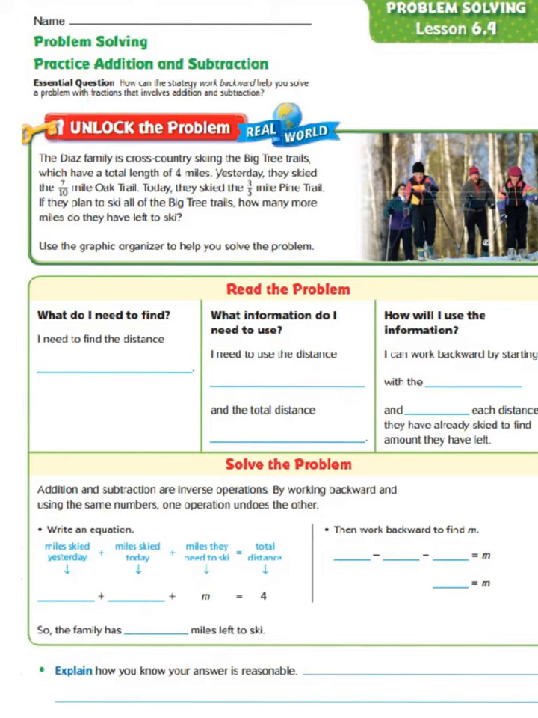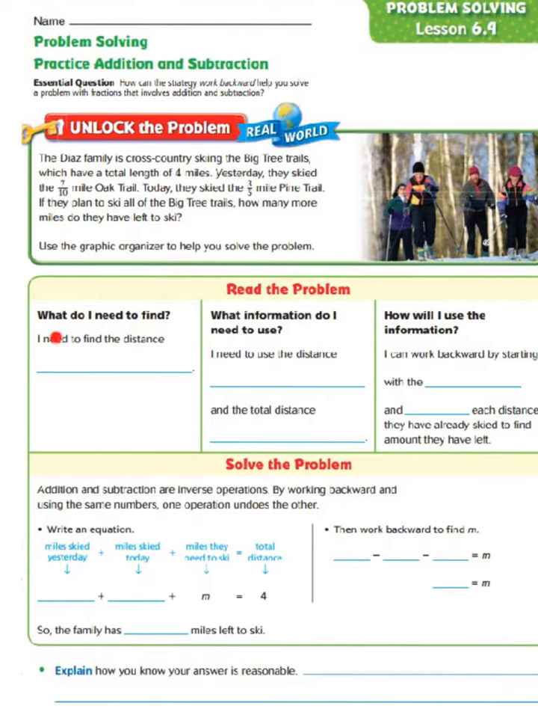Well, let's begin by taking a look at our word problem. The Diaz family is cross-country skiing the Big Tree Trails, which have a total length of 4 miles. Yesterday, they skied the 7/10 mile Oak Trail. Today, they skied the 3/5 mile Pine Trail. If they plan to ski all of the Big Tree Trails, how many more miles do they have left to ski? Well, let's use the graphic organizer to help us solve the problem.